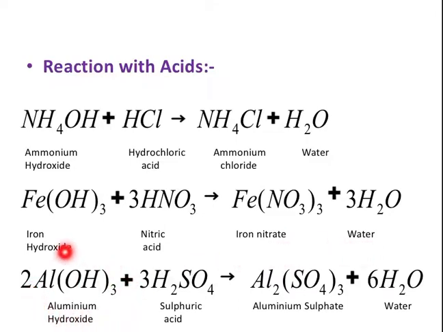So basically, students, these are the formulas. This is iron hydroxide, Fe(OH)3, reacting with 3HNO3, that is nitric acid. So these all are the formulas, these are the bases, and these are the acids. When bases and acids combine, we get salt and water.